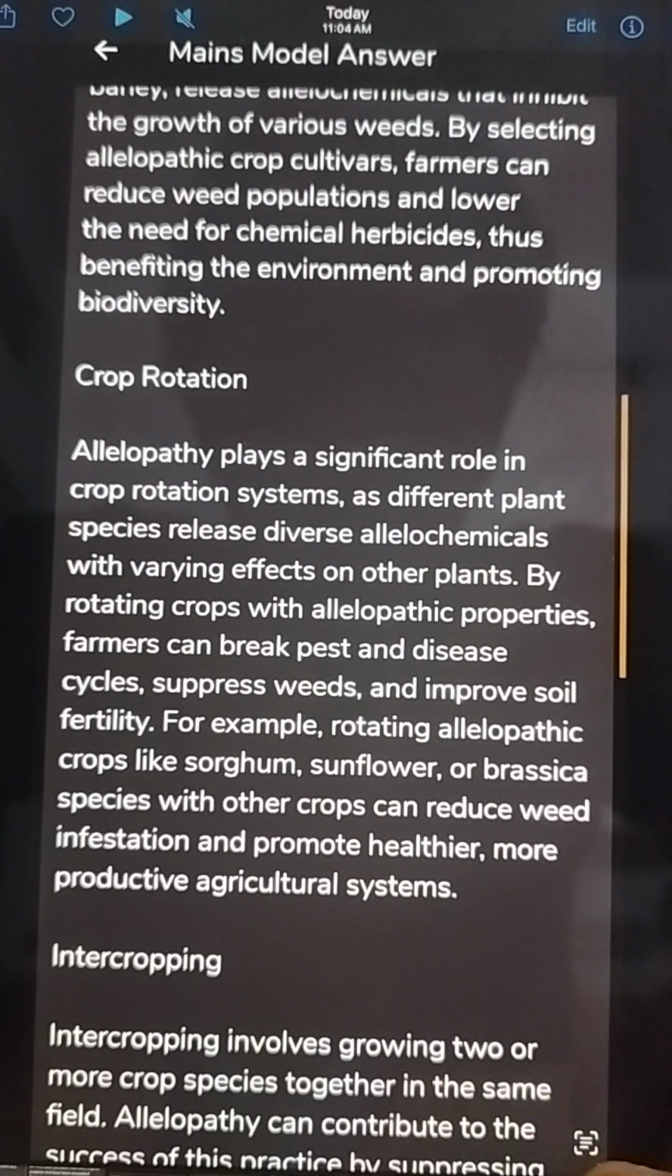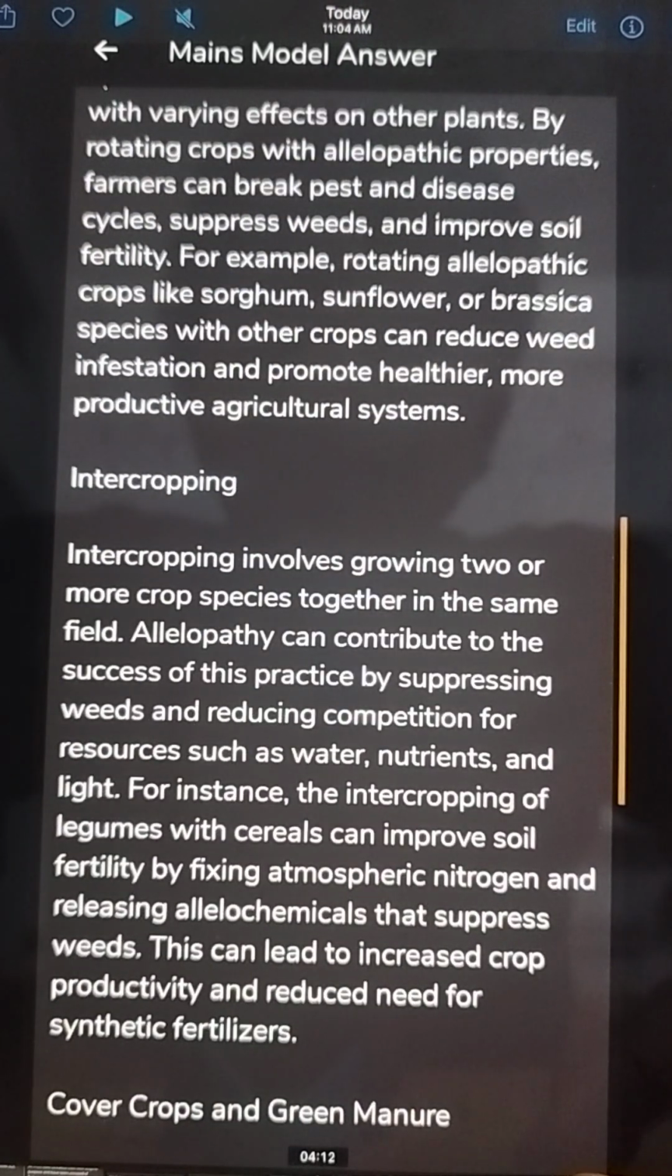And then comes intercropping. Intercropping involves growing two or more crop species together in the same field. Allelopathy can contribute to the success of this practice by suppressing weeds and reducing competition for resources such as water, nutrients, and light. For instance, the intercropping of legumes with cereals can improve soil fertility by fixing atmospheric nitrogen and release allelochemicals that suppress weeds. This can lead to increased crop productivity and reduced need for synthetic fertilizer.